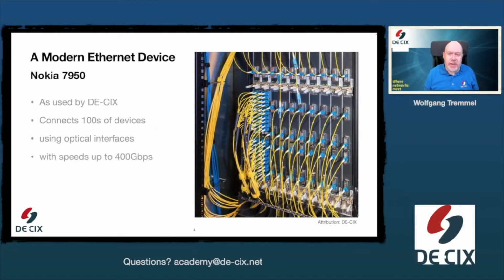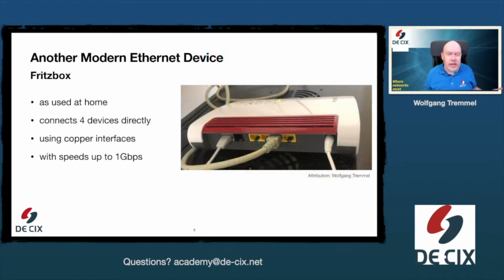A modern Ethernet device like DE-CIX uses in its data centers looks kind of like this. A big box connects hundreds of clients, hundreds of devices, using optical interfaces with speeds up to 400 gigabit per second. But if you have a look around in your home, this is also an Ethernet device and it might sit in your basement. This is a Fritzbox and it connects 4 devices directly. It uses copper interfaces and with a speed up to 1 gigabit per second. So Ethernet has quite a range of speed and of devices.